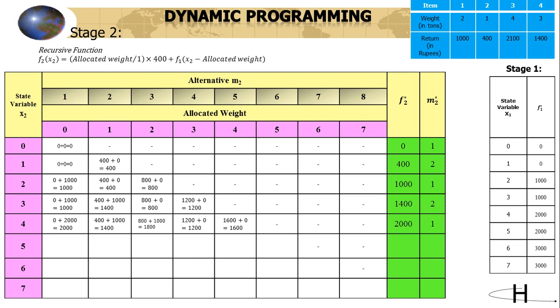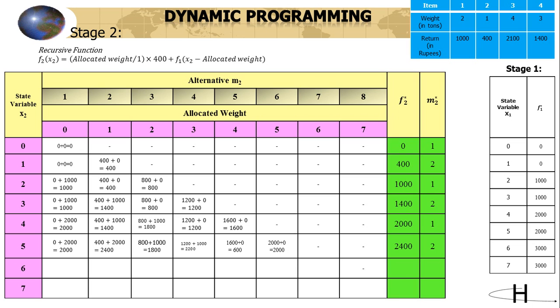So similarly, for x2 equal to 5, the various values of recursive function will be 2000, 2400, 1800, 2200, 600 and 2000. Best value of recursive function will be 2400 with respect to alternative 2.